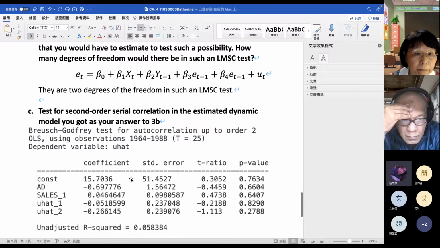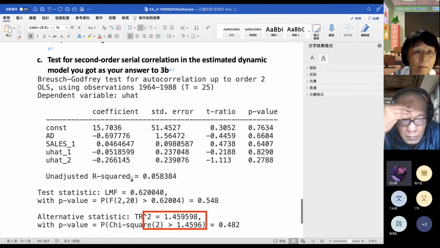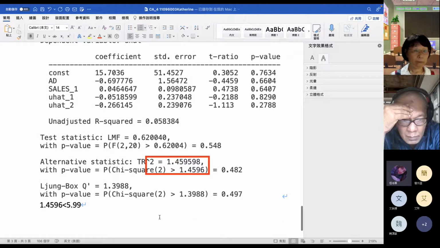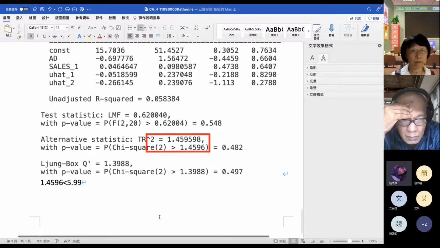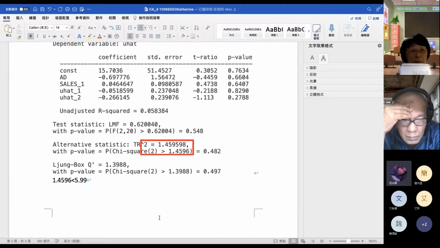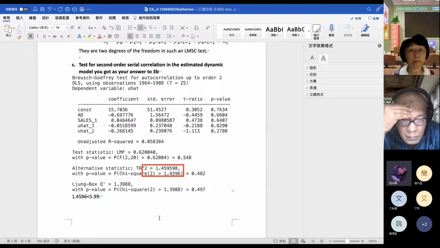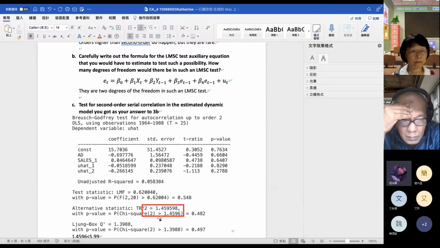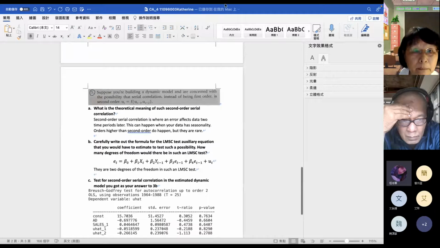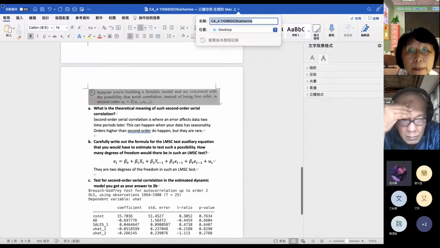And the part C, also the 1.4596 is less than 5.99. So we still cannot reject, just as the result of 3B. Okay, good. Thank you. All right.